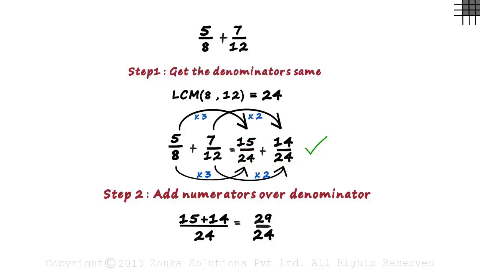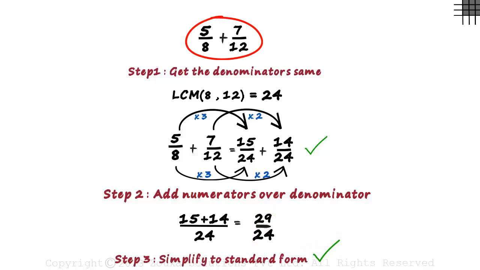In the third step, we have to simplify it to standard form. 29 by 24 is already in its standard form and hence becomes our final answer. The sum of these two rational numbers equals 29 by 24.